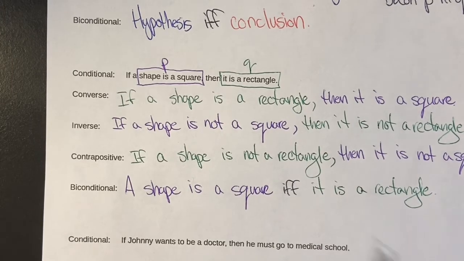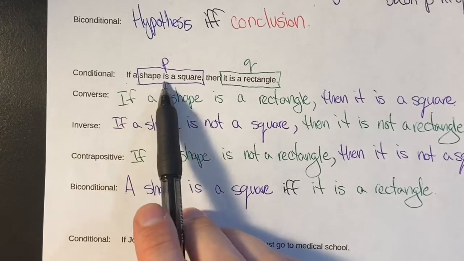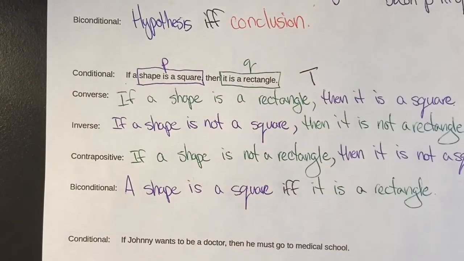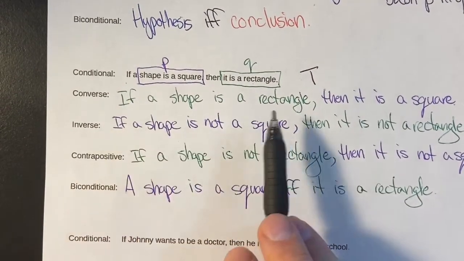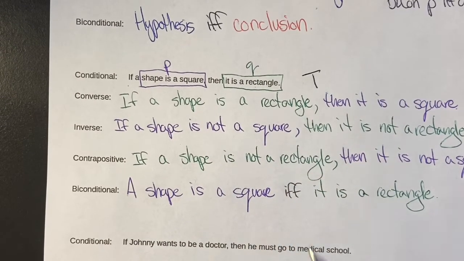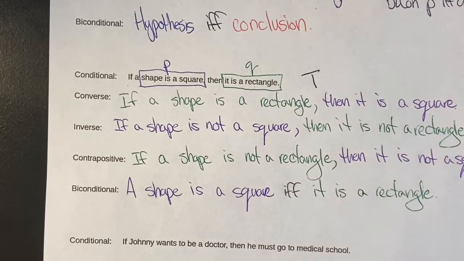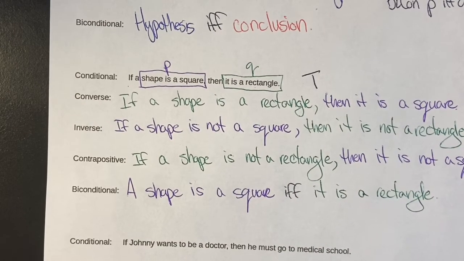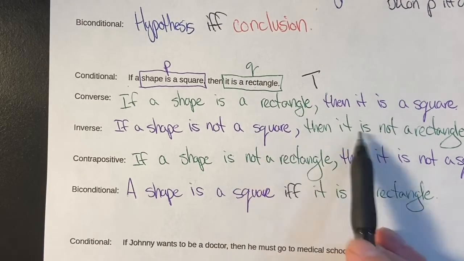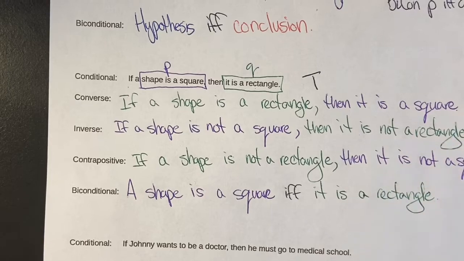Let's look at the conditional first. If a shape is a square, then it is a rectangle. That is true. Squares are rectangles. If a shape is a rectangle, then it is a square. Well, that's not necessarily true because a rectangle doesn't have to be a square, so we'll say false on that one. If a shape is not a square, so like a circle, then it is not a rectangle. Well, I could still have a rectangle if it's not a square, so that's false.